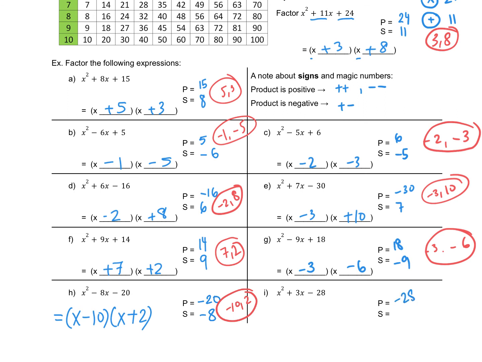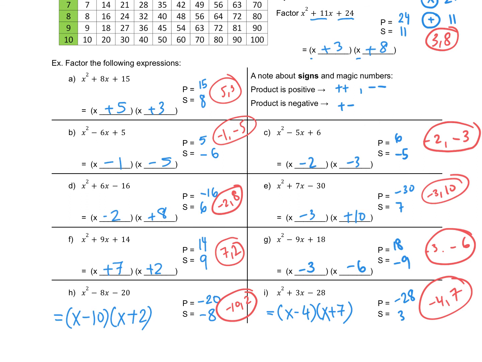So our product should be negative 28 and our sum should be positive 3. We are going to have one of each. So you might divide by 2 and you get 14. 14 with negative 2 just gives you 12, so that's not good. Maybe you divide by 3 and you're going to get a decimal, so that's no good. If you divide by 4, you get 7. So if I make the 4 negative and the 7 positive, they do add up to that positive 3, so that's perfect. So your final answer here should be x subtract 4 and x plus 7.